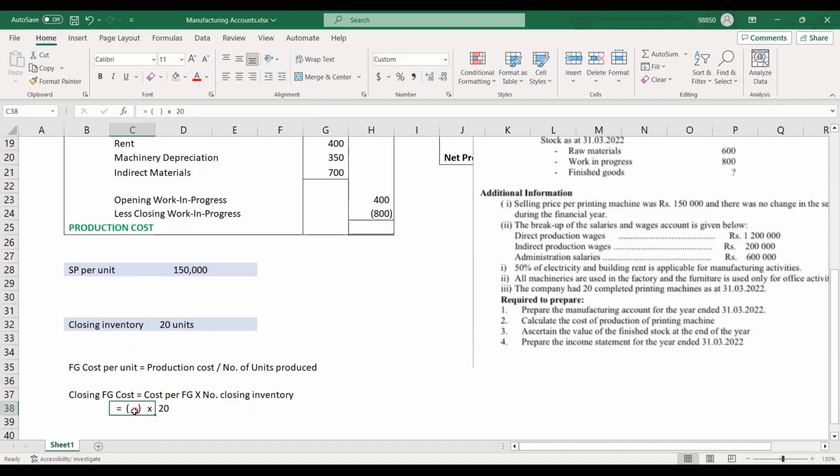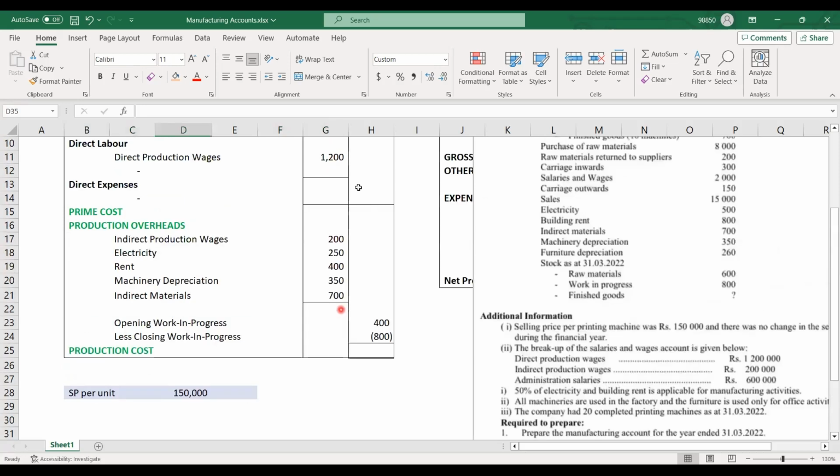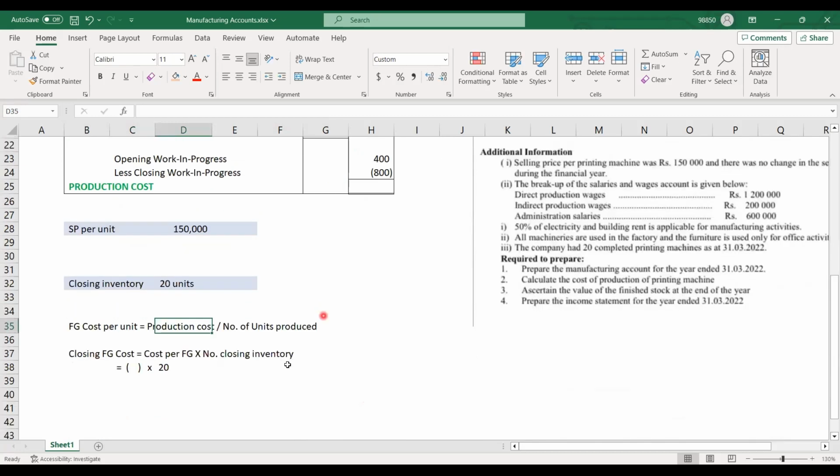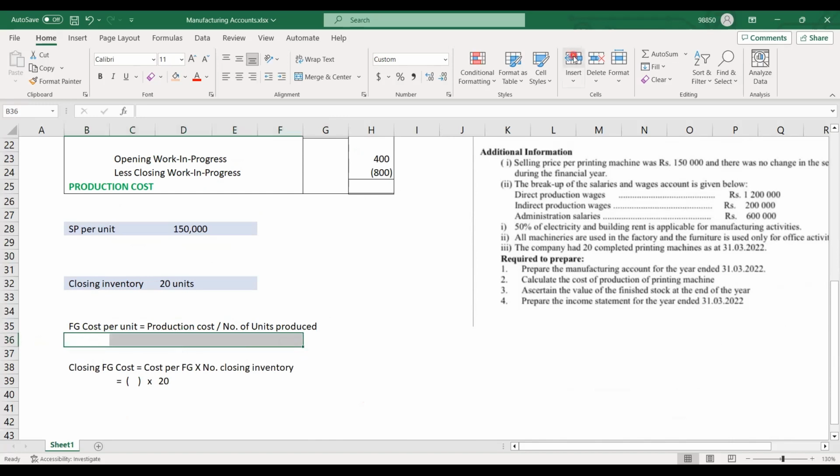To find out the cost per finished good, you have to use this equation, which is very easy. If you want to know the cost per unit, you take the total cost divided by the number of units you produced. Then you get the cost per unit, right? So production cost you can find out actually here, and then you need to divide it by the number of units that you have produced. So here you have to think a little.